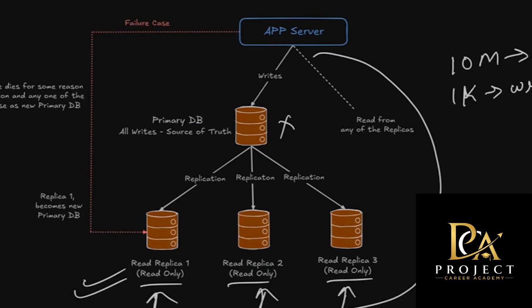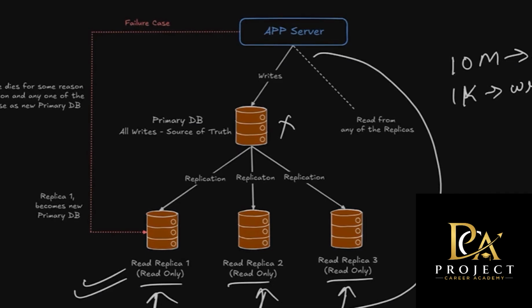So what does the request flow look like? A write request will go directly to the primary database, but a read request will go to a replica database. And instead of one database handling millions of reads, now the load is distributed across multiple replicas. And this will increase your read scalability.